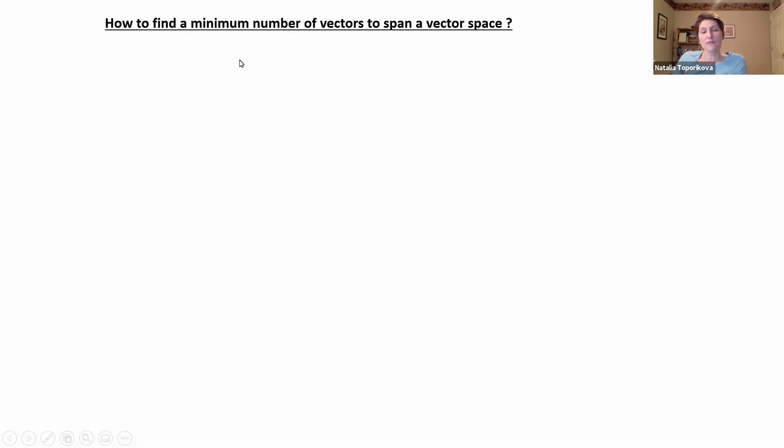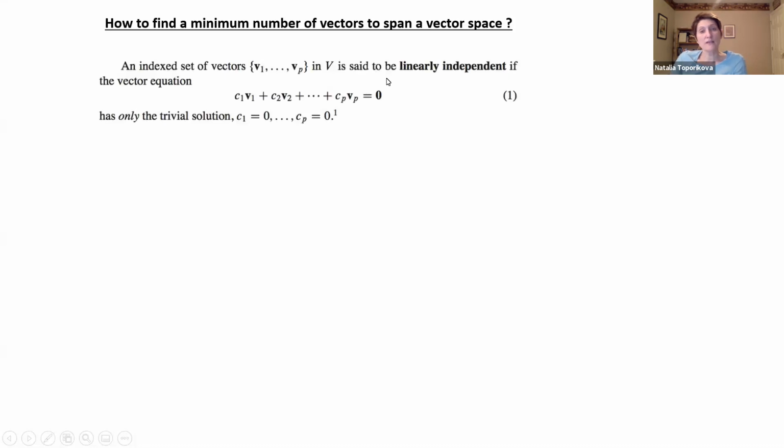So how can we find the minimum number of vectors needed to span a vector space? This is where the idea of linear independence can be really useful. Just to remind you, a set of vectors is said to be linearly independent if there are no weights, other than all zeros, which make the linear combination, the vector equation of the linear combination of the vectors from v1 to vp, equal to 0.